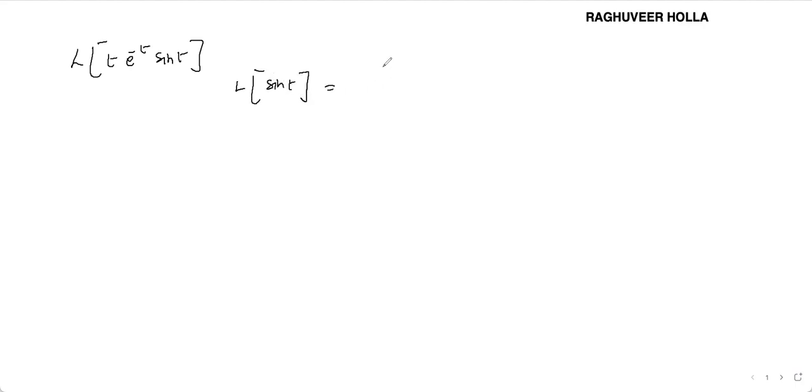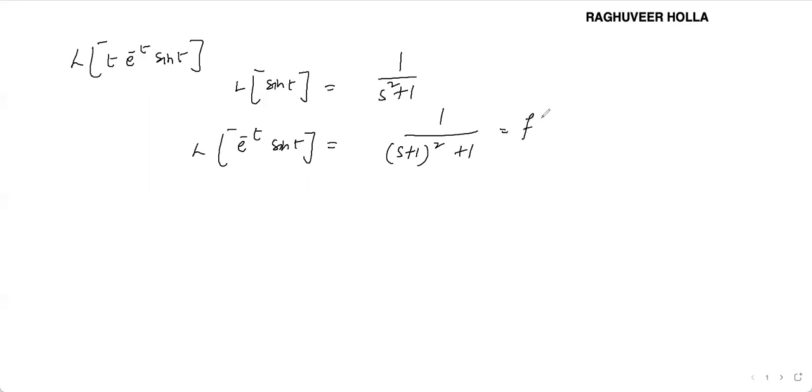Okay, which is 1 by s square plus 1. Okay, by shifting property. So let us find e to the power of minus t sine t, which is equal to 1 by s plus 1 whole square plus 1. Okay, this is f of s.